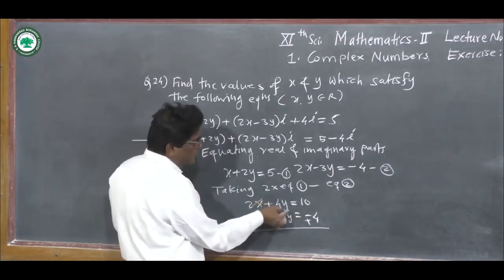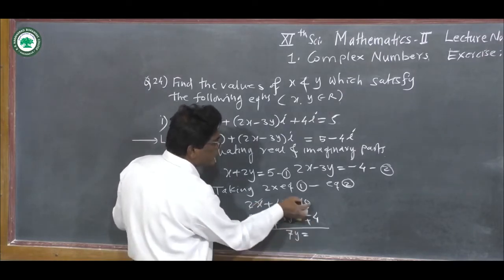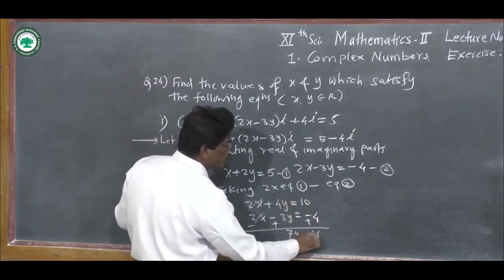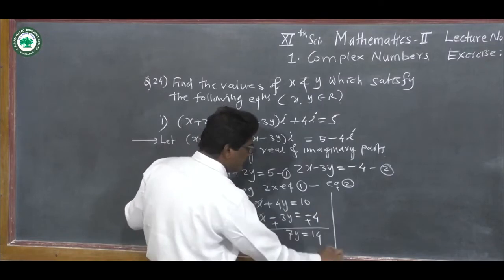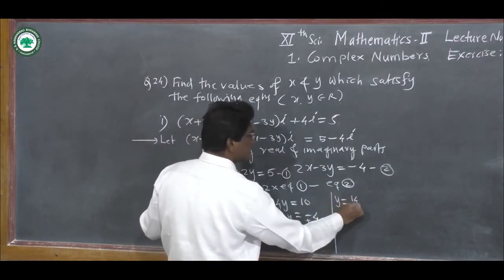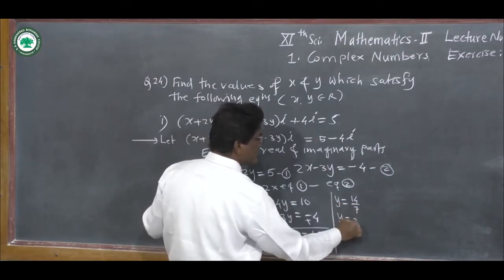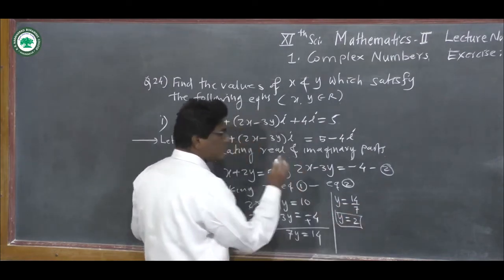Now plus 4y and plus 3y is equal to 7y, and 10 plus 4 is equal to 14. So from this equation we get y is equal to 14 upon 7, which means y is equal to 2.